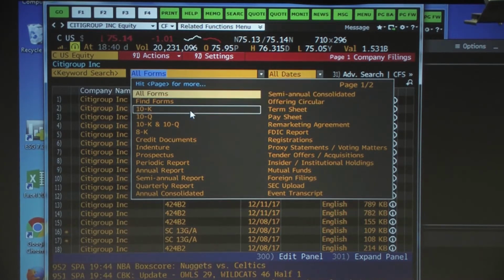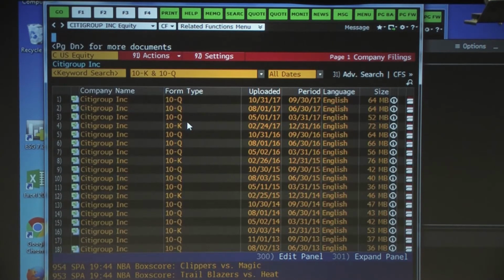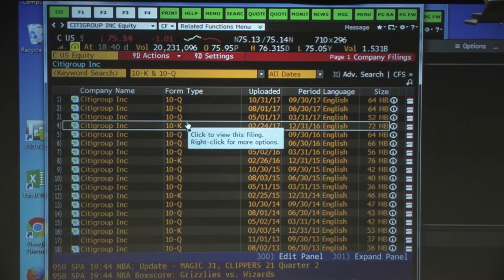So let's say we're looking at the 10K and the 10Q. Bloomberg, like I said, will pull that data from the SEC's website and upload it to their server, and you can go 1 year back, 7 quarters back, or as far as they offer it. It's really interesting.